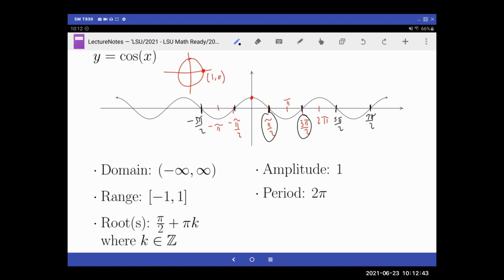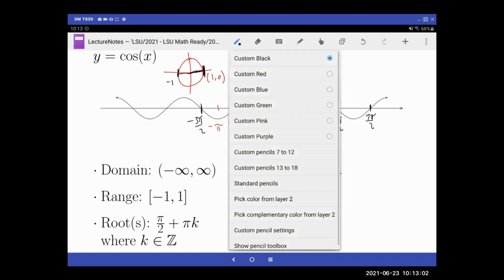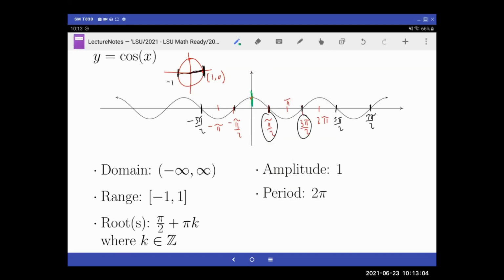The amplitude, again, is 1. The amplitude is going to be 1 all the time because if you look at the circle here, the radius is 1, right? So the furthest to the right it can go, cosine is 1. The furthest to the left it can go is -1. Okay, so that's the amplitude. And then finally, the period. It starts at 1, goes down, and then back up to 1. There's 1 period. Okay, so that's cosine.